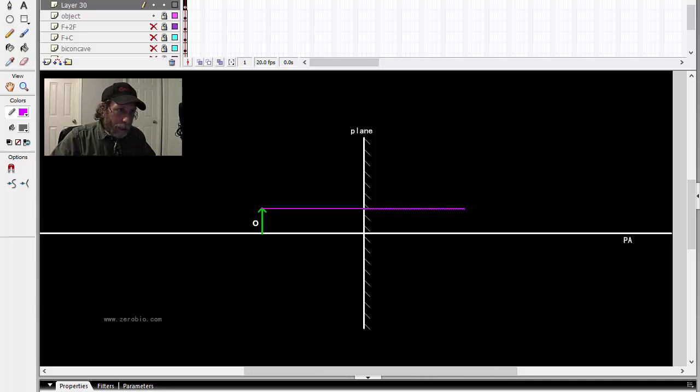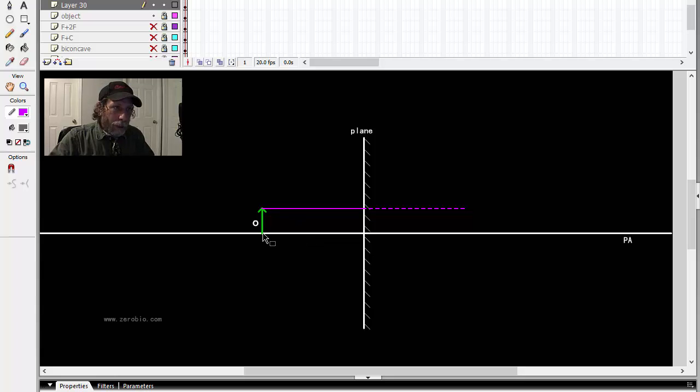So what we do is we make this a dotted or a dashed line. Now I'm going to use dashes because it's a little bit easier to see. So I have got a line in front of the mirror, and I've got a line behind the mirror, the exact same distance. Now, I'm going to choose another point on my object.